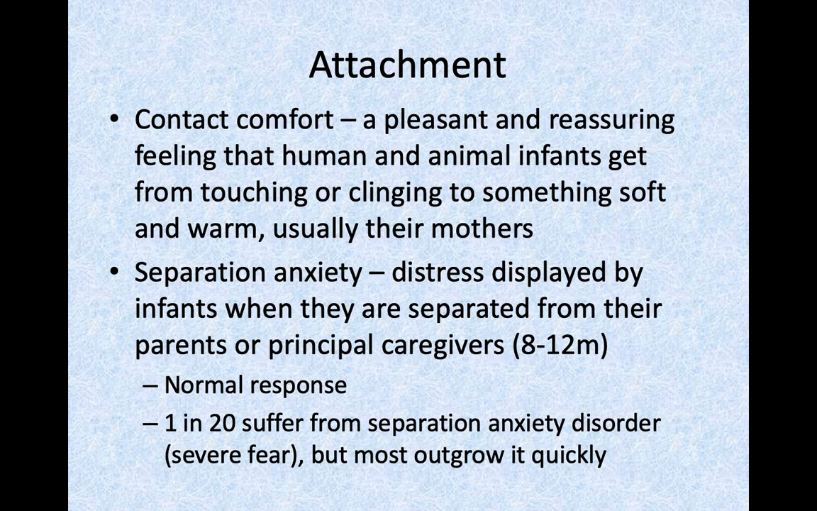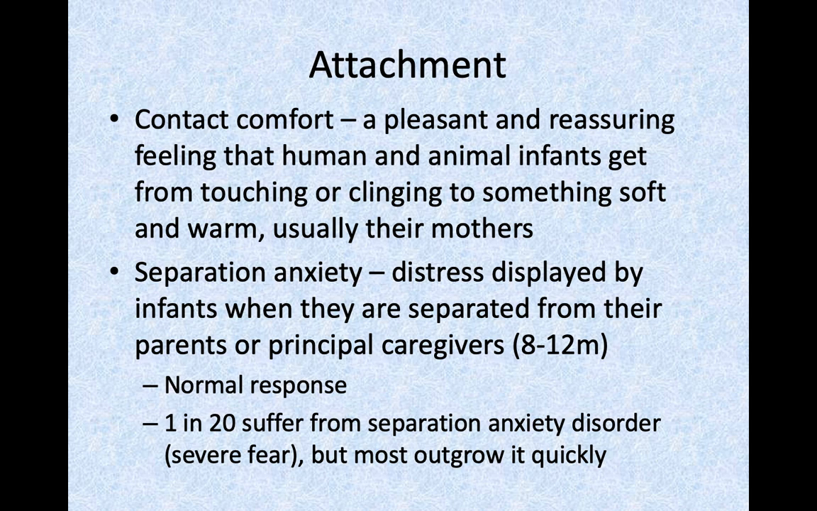Okay, so attachment starts with contact comfort. That's the pleasant and reassuring feeling that humans and animal infants get from touching and clinging to something that's warm and soft, and usually that's their mother. So we wrap babies up in blankets, we cuddle them, we do what's called skin to skin or kangaroo care, which is really important when a baby's first born. You put them on the mom or dad's skin so they can feel their warmth, and it actually helps regulate their body temperature, their heart rate and their breathing. So doing that skin-to-skin contact is very important.